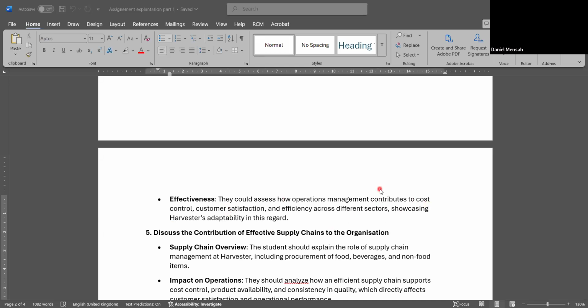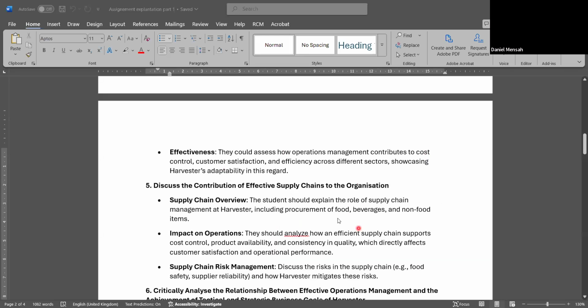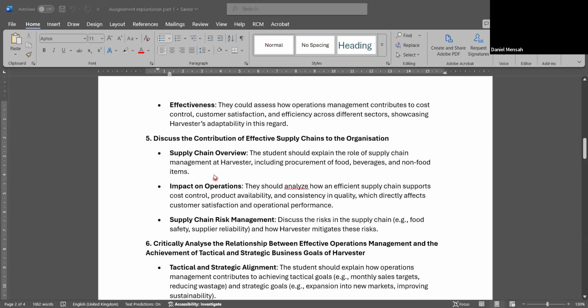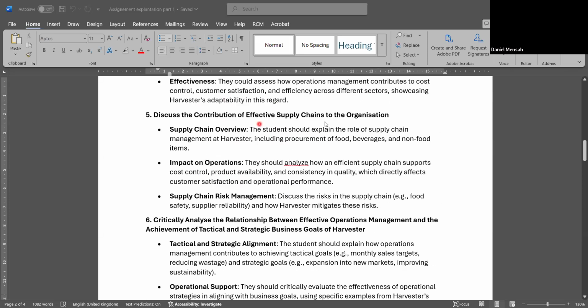From that perspective, you need to check if their operations are helping to control the cost, to enhance the customer satisfaction, or to enhance the efficiency of the processes. If yes, then it is effective. If not, then their operation management is not working in an efficient way. Then you're going to discuss the contribution of effective supply chain to the organization.